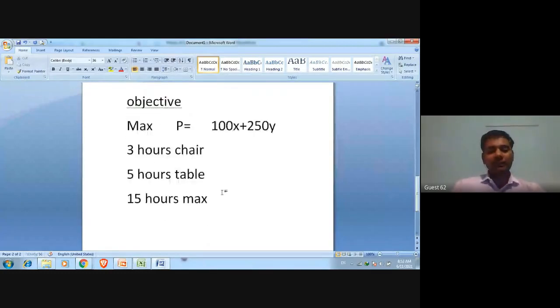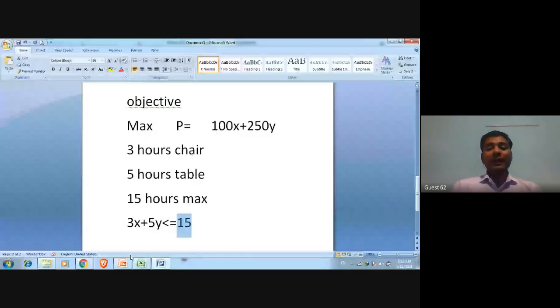So we will define it as 3x plus 5y less than or equal to 15. So this is your restriction. So you can form a mathematical model after stating your problem.